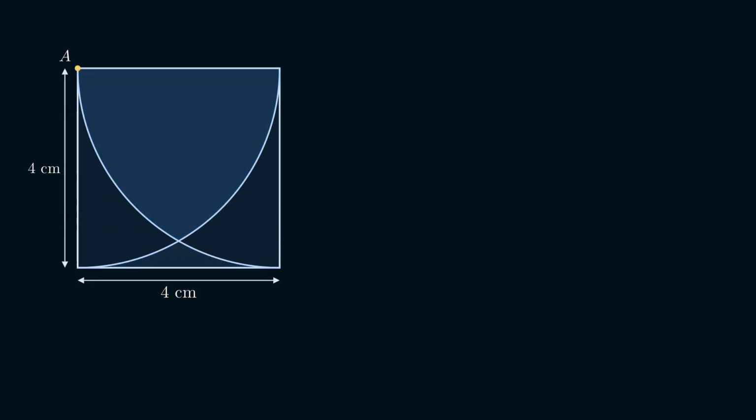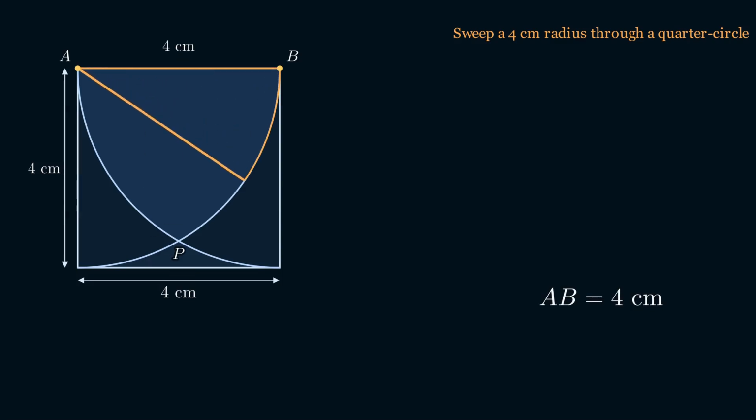Let the top left corner be A, the top right corner be B, and let P be the point where the two arcs meet. Start with the radius from A. AB is 4 centimeters. Because the same radius reaches P, A to P is also 4 centimeters. The radius continues through another 30 degrees, completing a 90-degree quarter turn. It then returns to P.